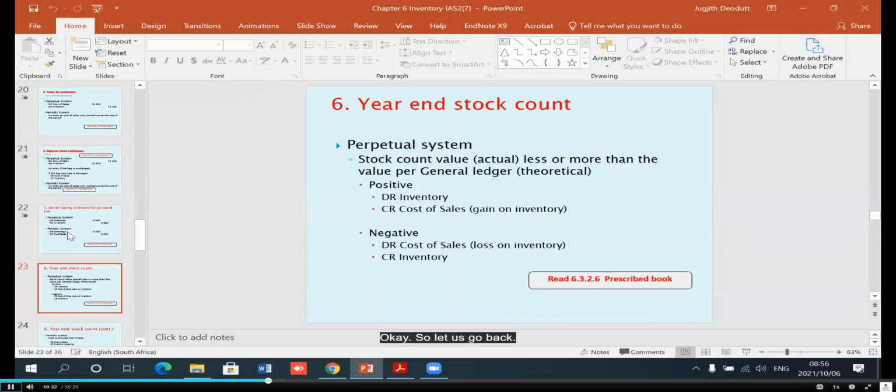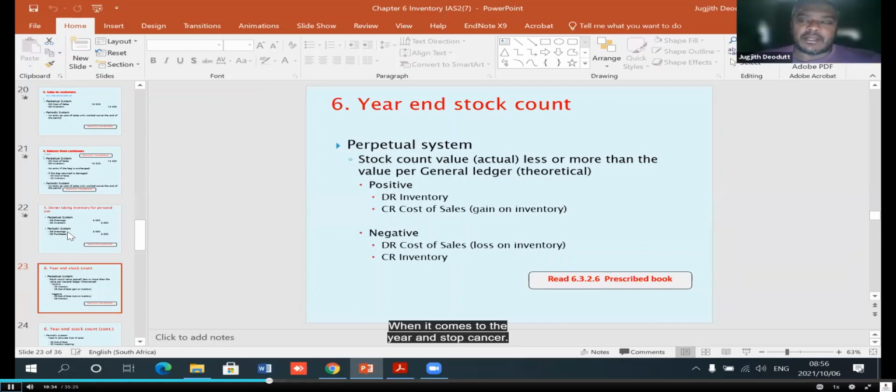Okay, so let's just go back. When it comes to the year-end stock count, so what I'm saying is this. In terms of the two systems, in the perpetual inventory system, like we said before, real time, these accounting records are adjusted every time there's a purchase or every time there's a sale, right? So at year-end, when we conduct the year-end stock count, that stock count will give us the actual amount of inventory on hand, okay? So that inventory level will either be more or less.